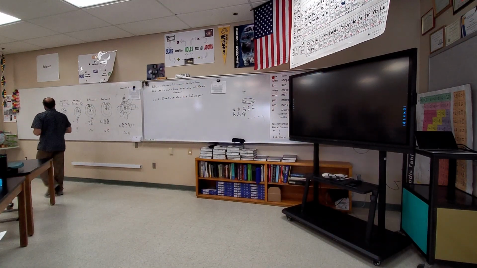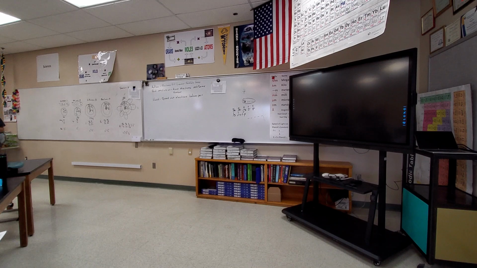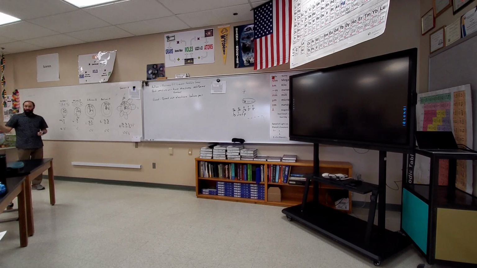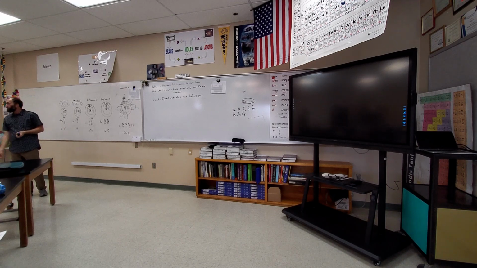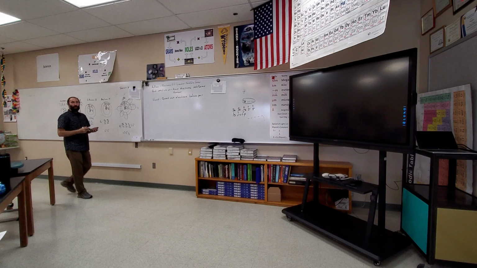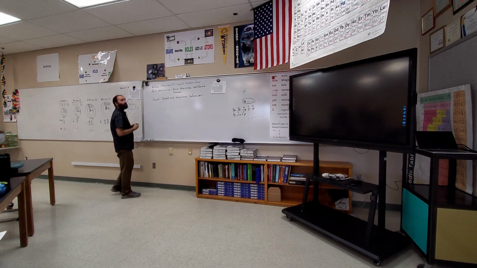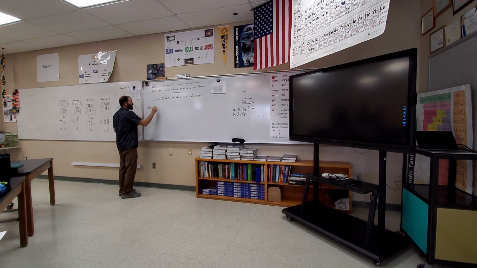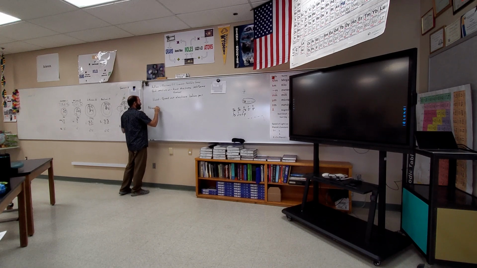Let's see. We'll do carbon. How many electrons does carbon have? 6. Very good. Okay, let's go with nitrogen. You wanna do oxygen? Oh, I said nitrogen, but sure. How many electrons does nitrogen have? 7.